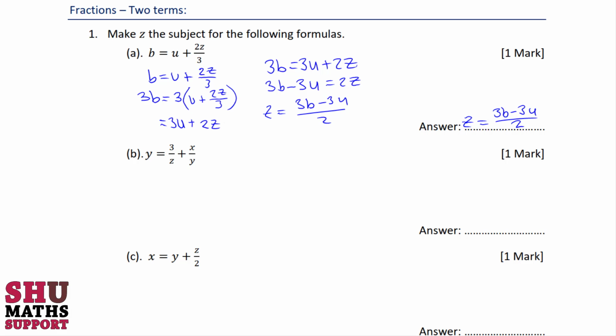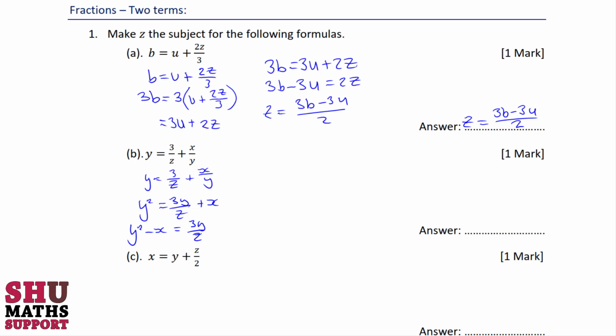So we'll do the same thing with the next example. So we have y equals 3 over z plus x over y. So I'll just start by writing that underneath. So y equals 3 over z plus x over y. So what I want to start off by doing is timesing both sides by y, so that we have y squared is equal to 3y over z plus x. And then what I can do is move the x to the other side by subtracting x from both sides. So we have y squared minus x is equal to 3y over z.